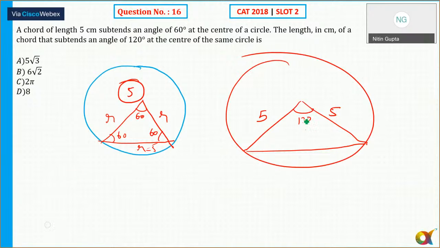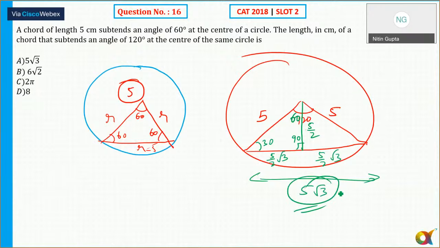Now if I drop a perpendicular, it will bisect the chord. This angle is equal to 60, this is 30, and this is 90 degrees. So it's a standard 30, 60, 90 triplet. So opposite to 90, it is equal to how much? 5. So opposite to 30, it has to be 5 by 2. And opposite to 60, it has to be 5 by 2 root 3. Similarly, the other side will also be 5 by 2 root 3. So the total length of the chord is equal to 5 root 3. Answer is option A, which is 5 root 3.